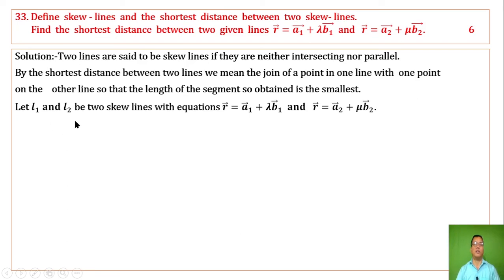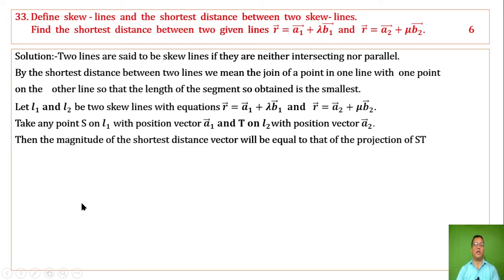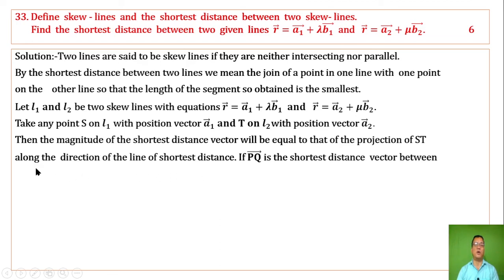Let L1 and L2 be two skew lines with equation this and this. Take any point S on L1 with position vector A1 and T on L2 with position vector A2. Then the magnitude of the shortest distance vector will be equal to that of the projection of ST along the direction of the line of shortest distance.